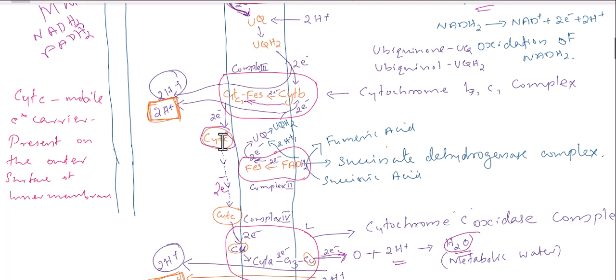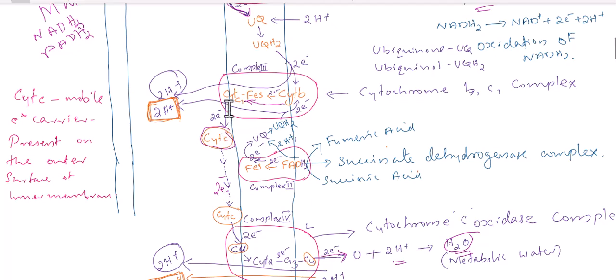Cytochrome C is another electron carrier, not a complex. It can be seen on the outer side of the inner membrane. You know this is the inner membrane, and cytochrome C is attached to the outer surface of it. Cytochrome C is an important component, a mobile electron carrier.